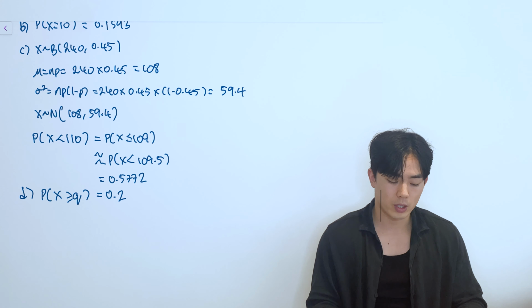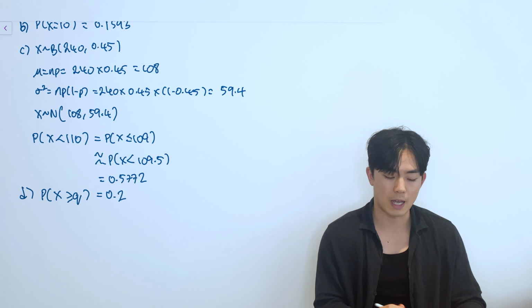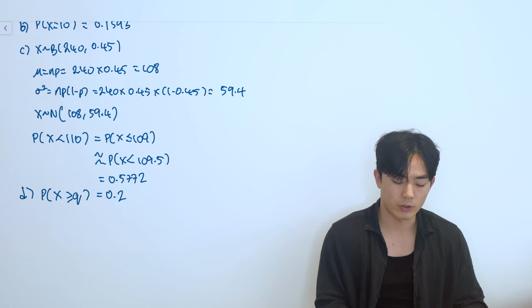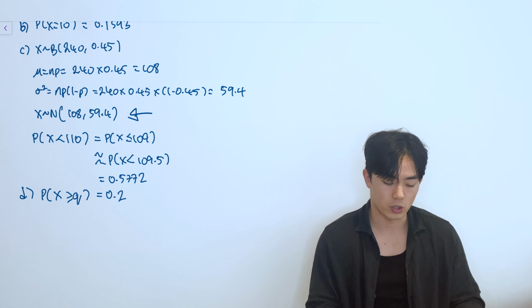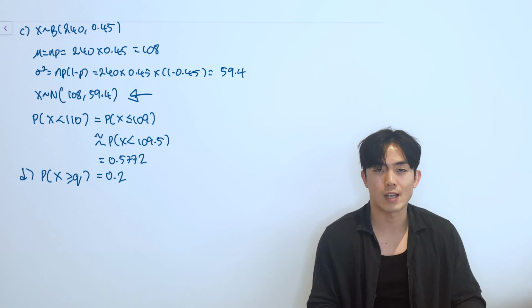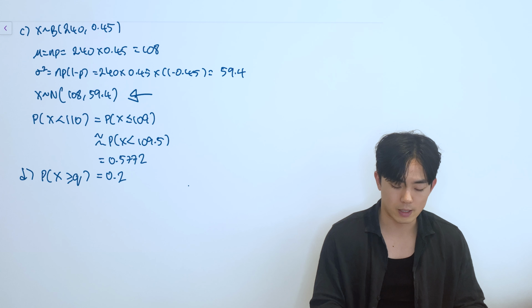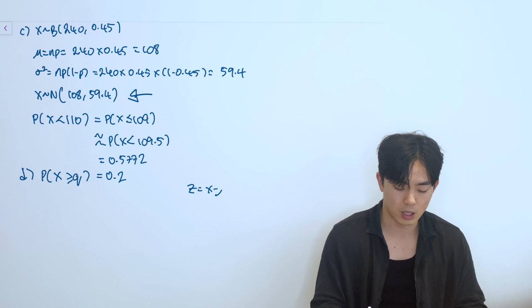Now for this, we're trying to find Q, right? And we're still trying to approximate because the n value is still large. So we're already going to be using this normal distribution. So what I can do instead is standardize it. Remember, standardizing is using the formula Z is equal to x minus mu over sigma.